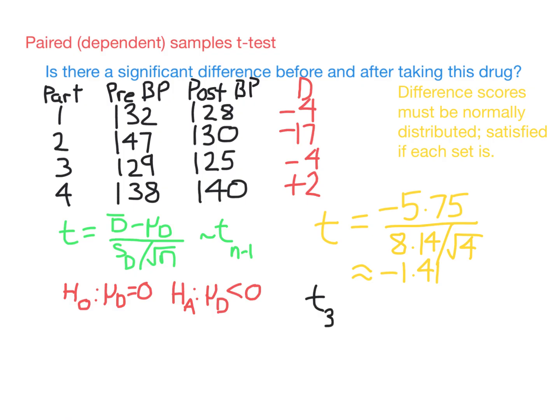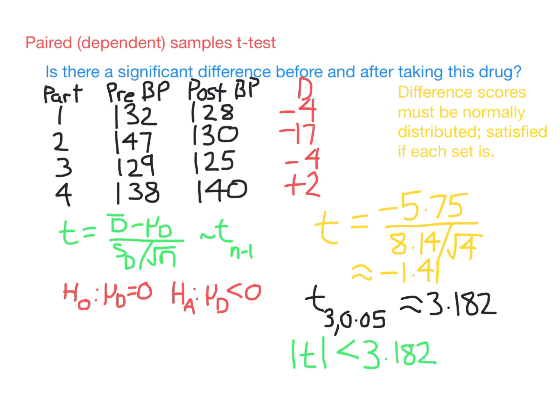So if we go to our t table, this would be the one-tailed test again. We have 3 degrees of freedom because n minus 1 is 3. And we're going to test at a significance level of 0.05. If we locate that number in the table, it's about 3.182. So in this case, the absolute value of our test statistic is actually less than the critical t-value. When that happens, we fail to reject H0. So that means we found no significant decrease in blood pressure. There clearly was a decrease, but it wasn't significant.